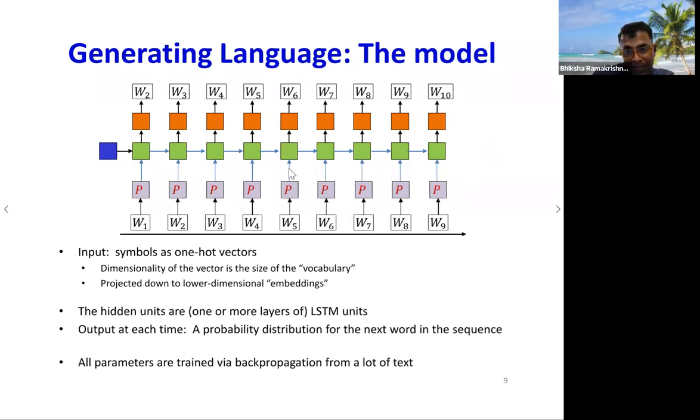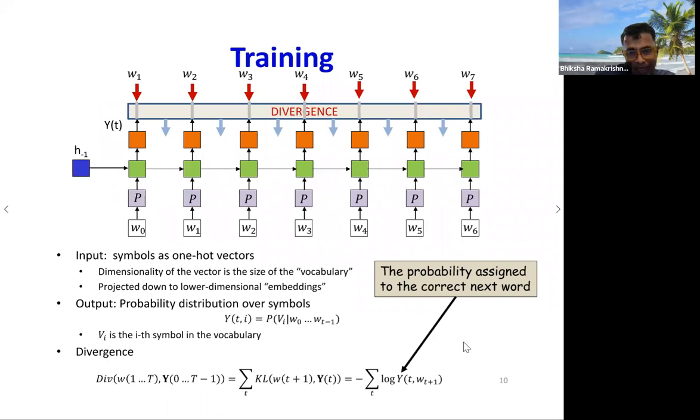The network itself is typically several layers deep with units like LSTMs. The output layer actually produces a probability distribution over the vocabulary at each time, with the objective that the probability of the actual next symbol in the sequence is the highest in the distribution computed over here. And so the output of the network at any time is basically the probability distribution over all symbols given all inputs until that time.